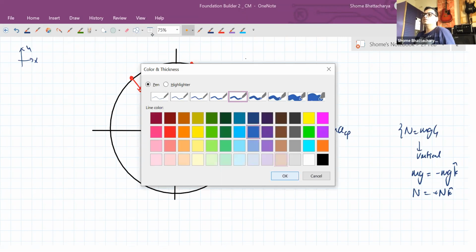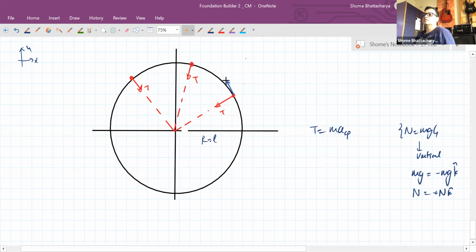Because there is no tangential force, there is no tangential acceleration. The particle only has centripetal acceleration, so it's in uniform circular motion. Its speed remains constant. There's nothing to accelerate or decelerate the speed. So hence we have this equation: centripetal acceleration is minus v square by r, r cap.